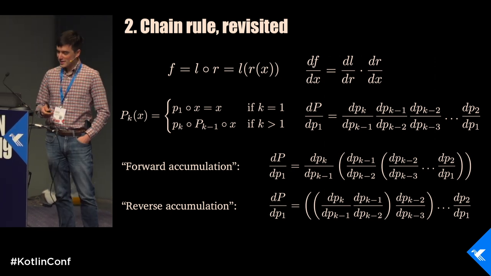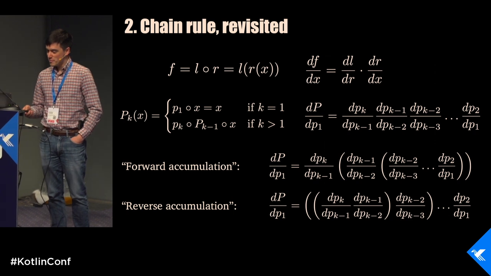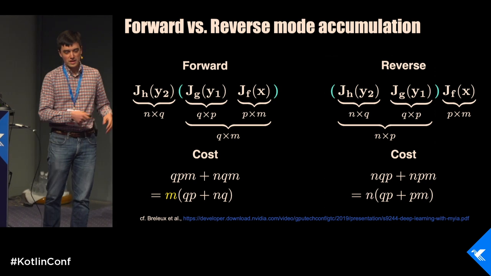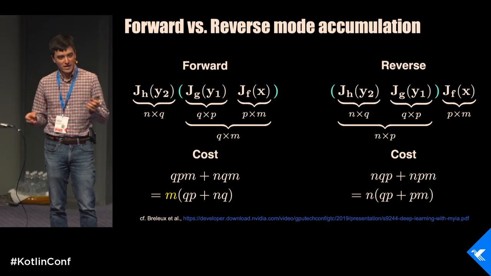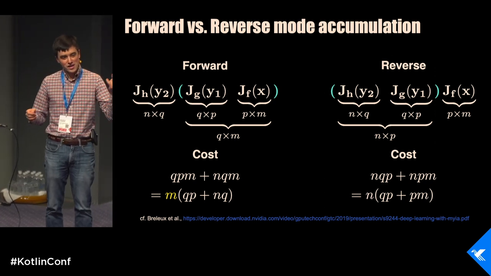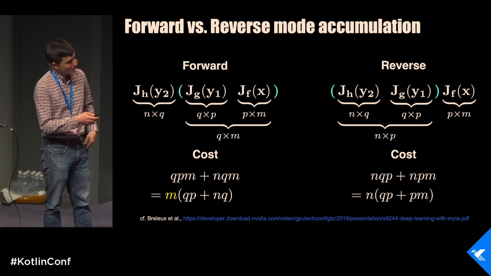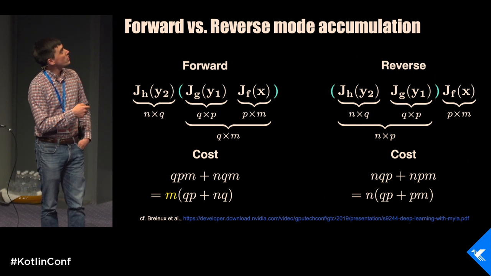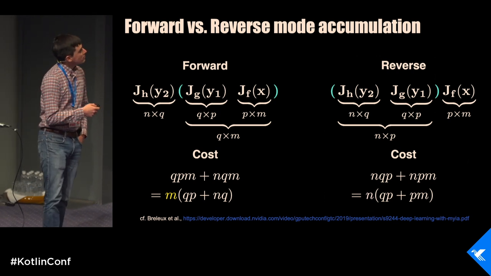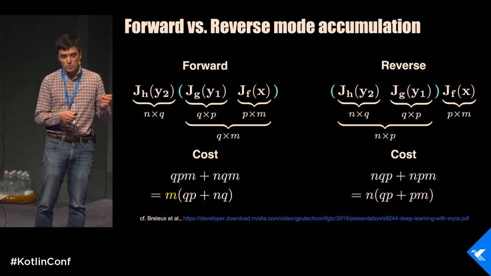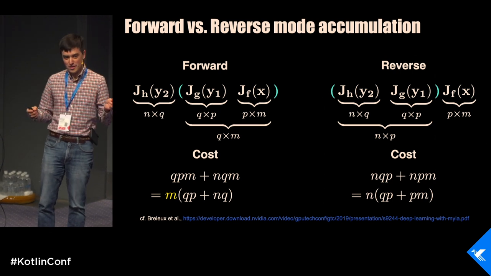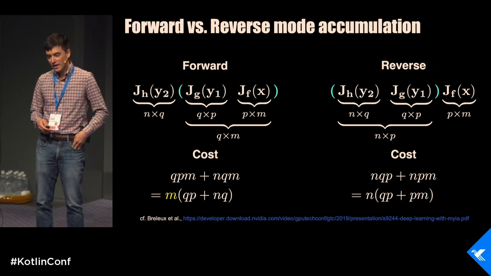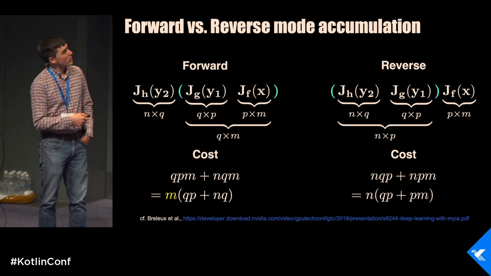So let's think about this from a matrix perspective. Here you're doing the same thing. You're multiplying these matrices. And if you remember a little bit about matrix math, the inner dimensions have to match, right? And so there are these two modes that they use. If you have a large number of inputs and a small number of outputs, then really you want to use this reverse mode.